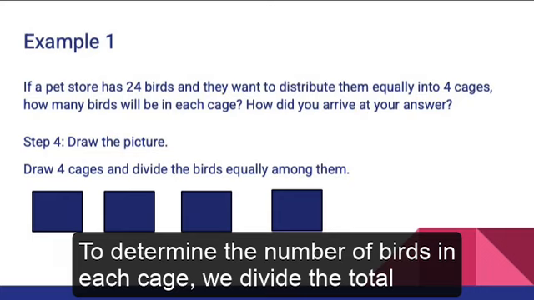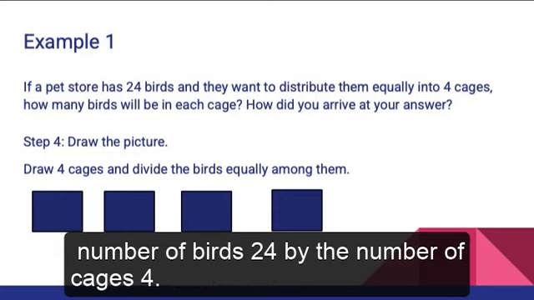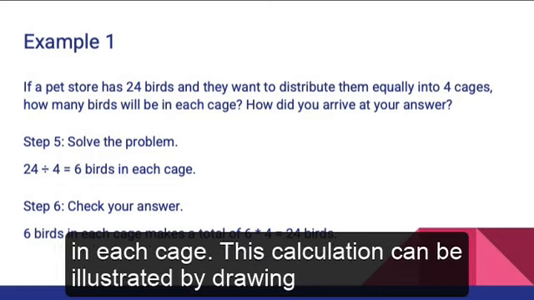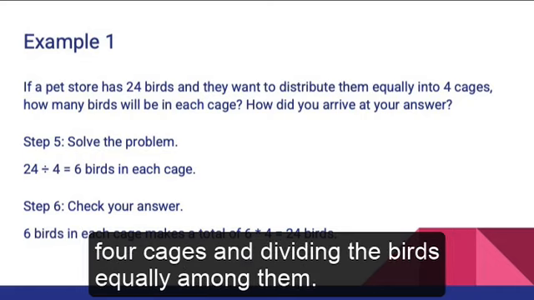To determine the number of birds in each cage, we divide the total number of birds, 24, by the number of cages, 4. By dividing 24 by 4, we find that there will be 6 birds in each cage. This calculation can be illustrated by drawing 4 cages and dividing the birds equally among them.